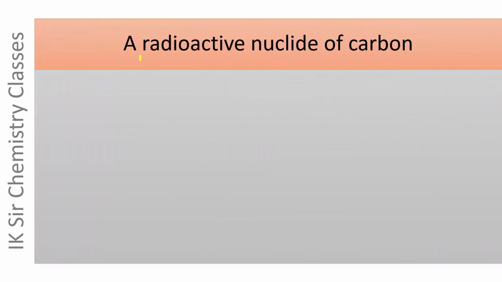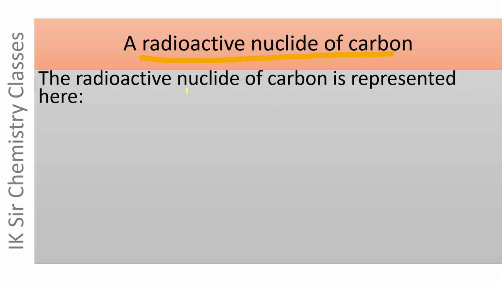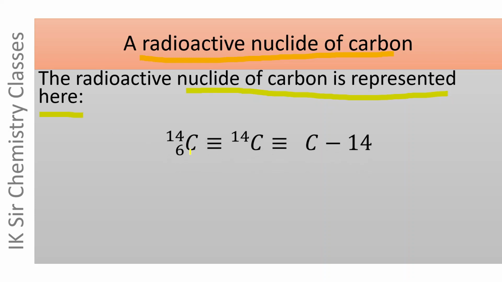A radioactive nuclide of carbon. The radioactive nuclide of carbon is represented here. It is C with atomic number 6 and mass number 14. The atomic number of carbon is fixed. It is not a variable. Carbon means its atomic number is 6. Here 6 is understood and therefore it can be written as C-14 or in this form.